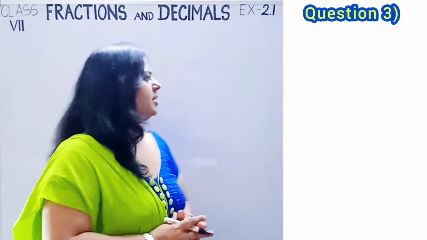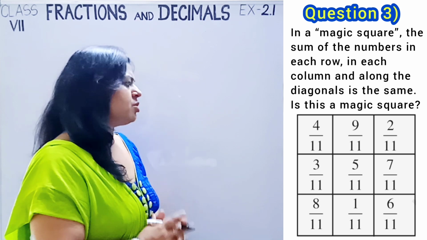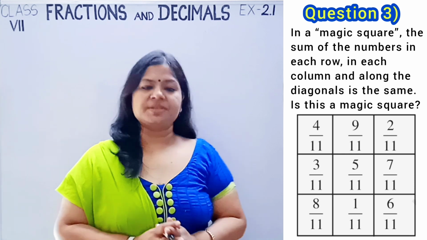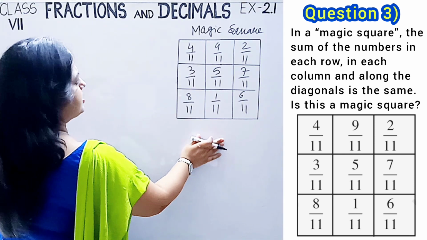Question number 3. In a magic square, the sum of the numbers in each row, in each column and along the diagonals is the same. Is this a magic square? This is the magic square which is given in the question.